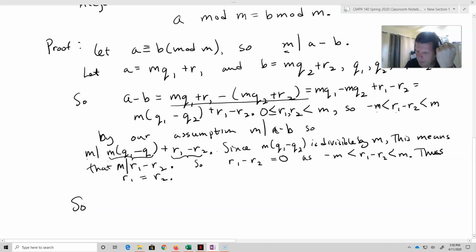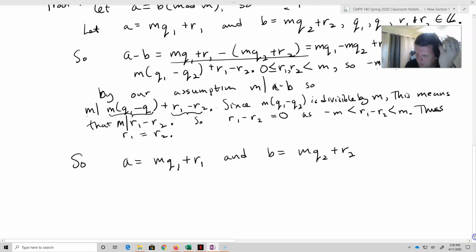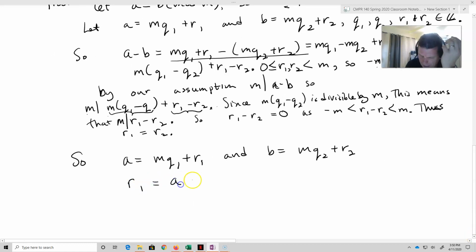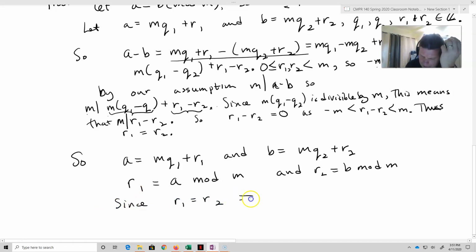So what that means, right? And just here's a note. Remember that we had A equal to MQ1 plus R1 and B equals MQ2 plus R2. So R1 equals A mod M and R2 equals B mod M. What that means is that since R1 equals R2, that implies that A mod M equals B mod M. That's the first half of our proof.